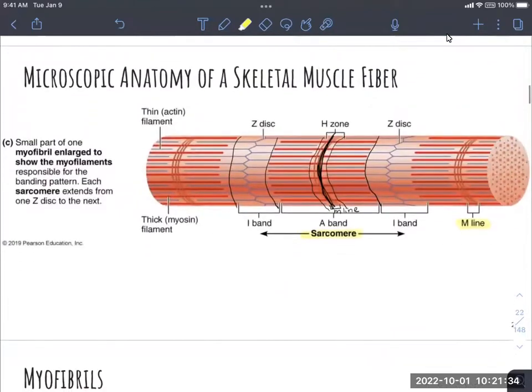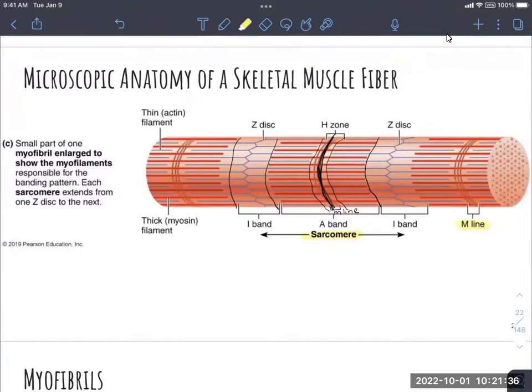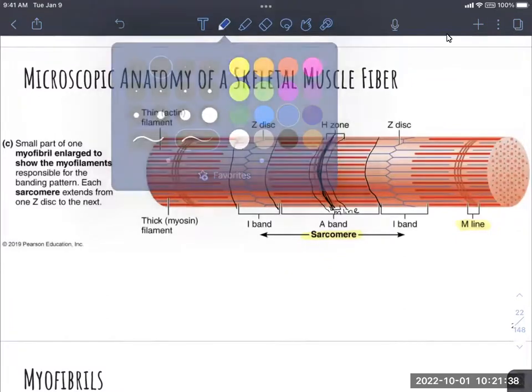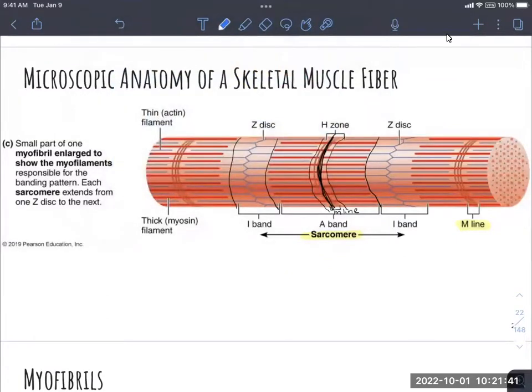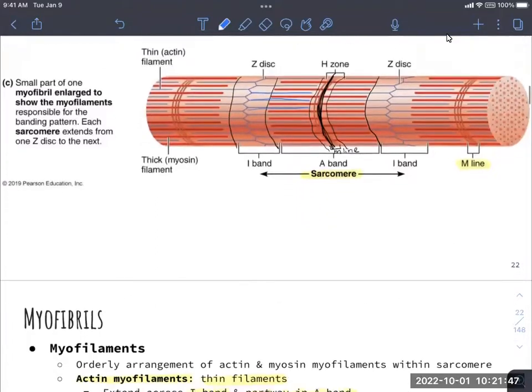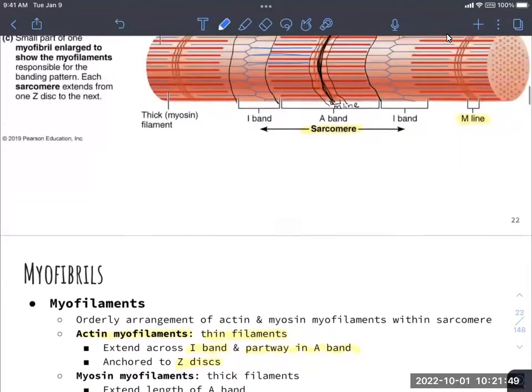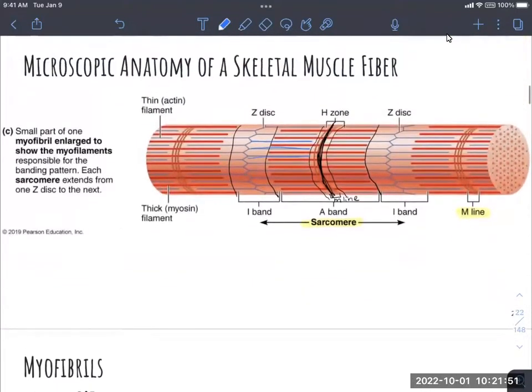So let's look at this picture. See these Z discs? These blue lines in here, those are your thin filaments or your actin filaments. They attach to this Z disc and they go into that A band.